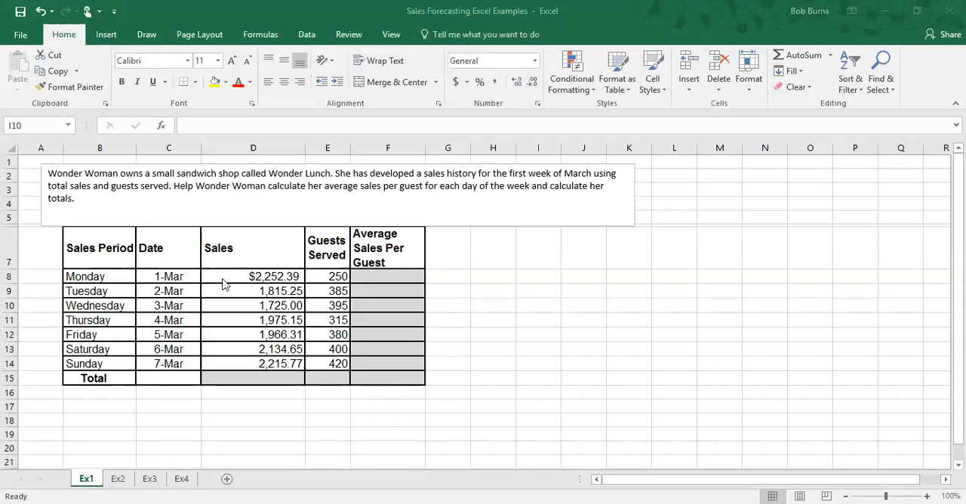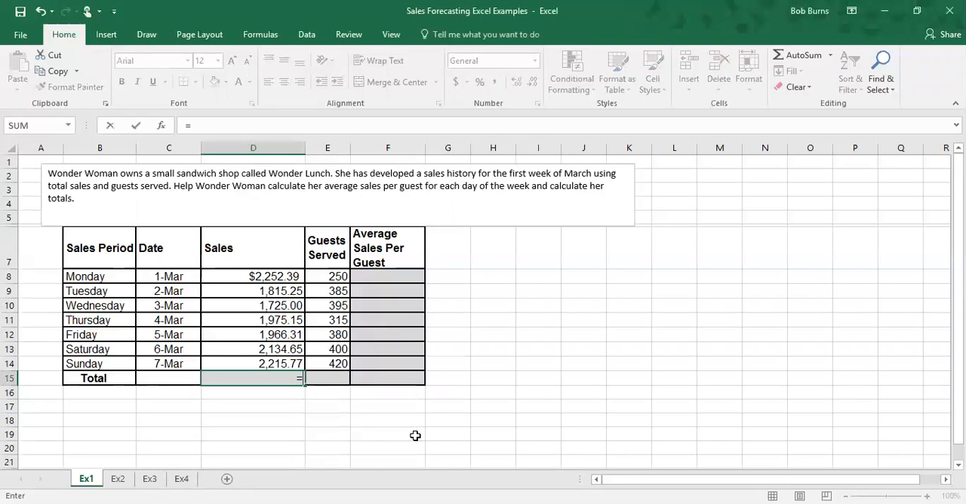And so the first one here, we got Wonder Woman owns a small sandwich shop called Wonder Lunch. She has developed a sales history for the first week of March using total sales and guests served. Help Wonder Woman calculate her average sales per guest for each day of the week and calculate her totals. So what we can do here is we can start off with the totals. And what we're going to do here is we're just going to sum this up.